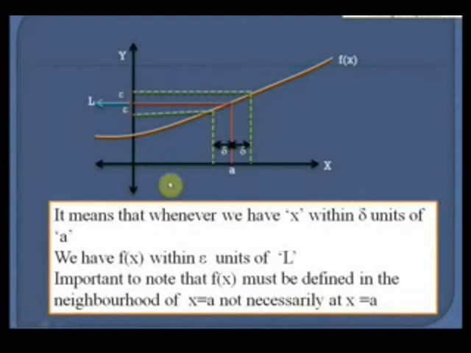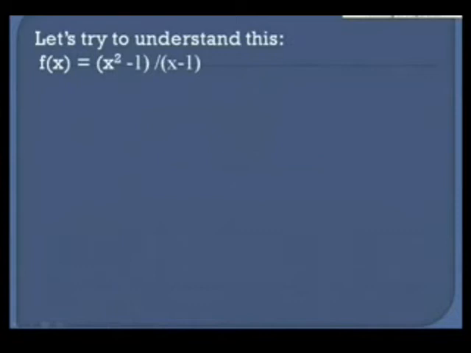f(x) has to be defined in the neighborhood of a, that is a plus delta and a minus delta. It's not necessary that it should be defined at the point x equal to a. Now let's try to understand this point. If I take any function f(x) equal to (x square minus 1) divided by (x minus 1), f(x) is not defined at x equal to 1. If I put x equal to 1, then this will be in the indeterminate form.